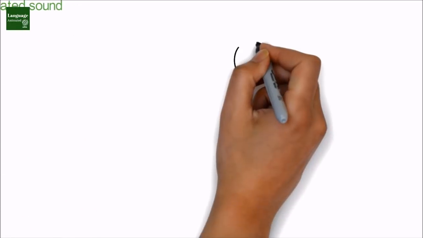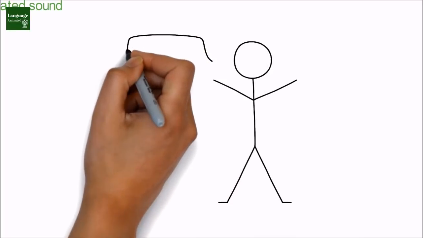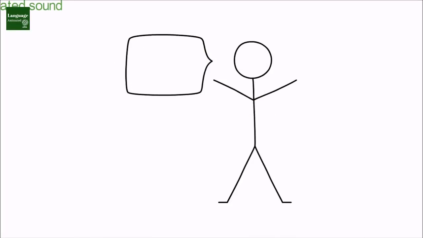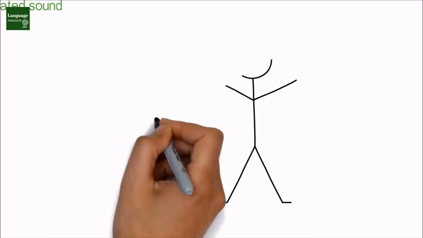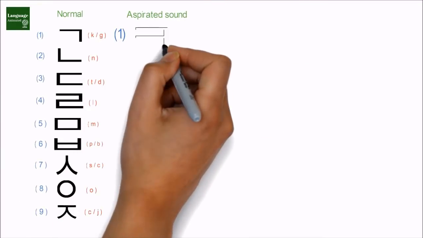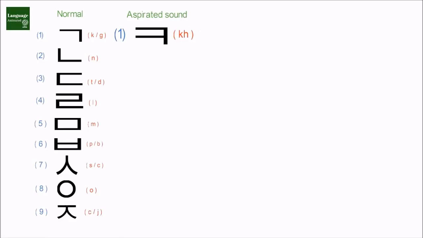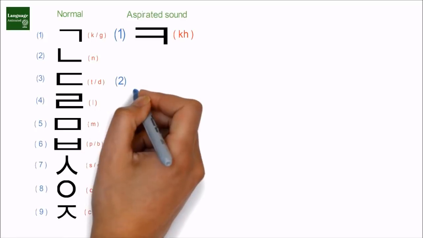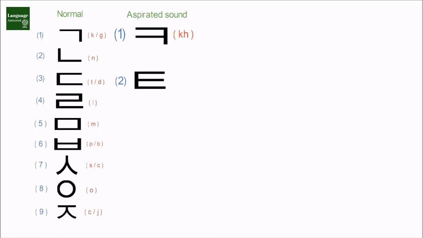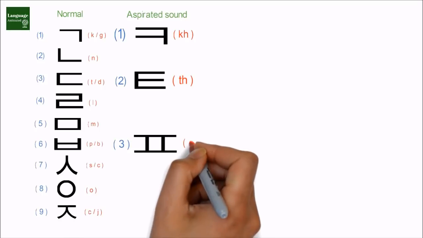When you pronounce aspirated consonants, you will pronounce them like a little breath comes from your mouth. Okay? There are 5 aspirated consonants. First, K. You know, a little K. The next, T. The third one, P.